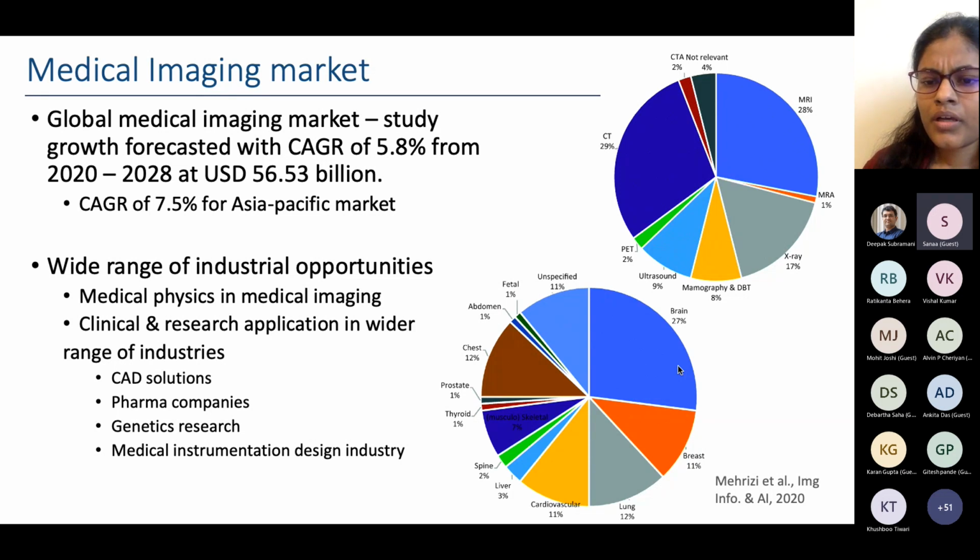And looking at the specific organs of the body that have been analyzed more often, the brain is analyzed most. So in recent years, people have shown interest in understanding the workings of the brain at both structural and functional levels. Apart from that, again, as I said, the analysis of neurological disorders. And apart from the brain, we have abdomen, cardiovascular, and lung imaging.